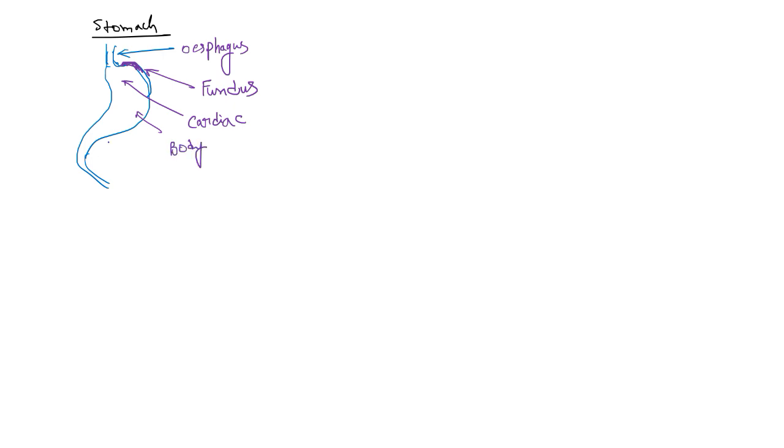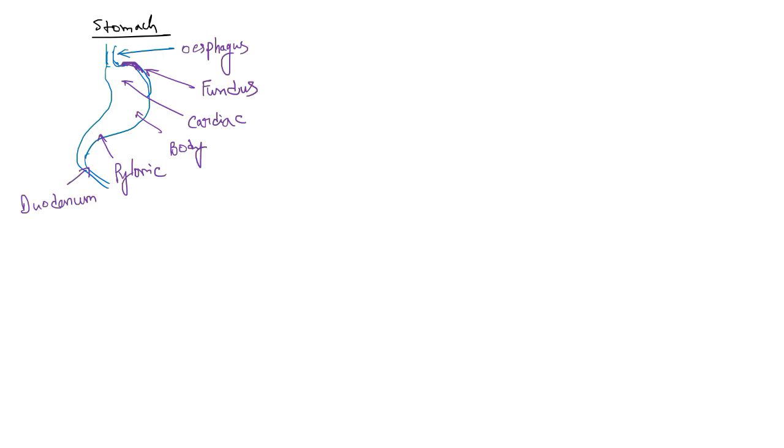And this is known as the pyloric region of the stomach. At the end, when it is connected to the small intestine, this portion of the small intestine is known as the duodenum. Okay. This is how they are organized.